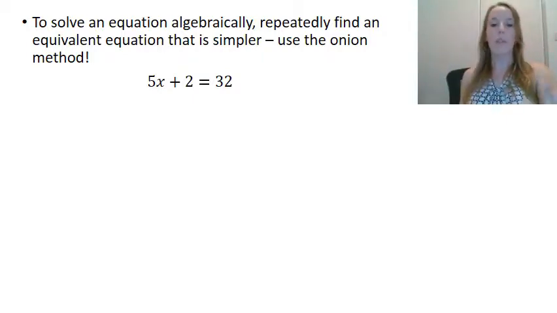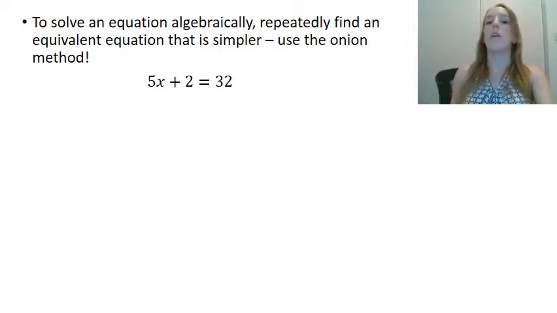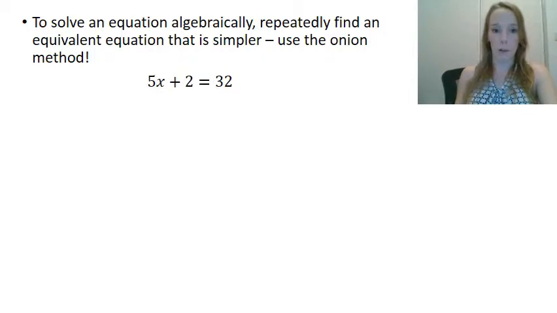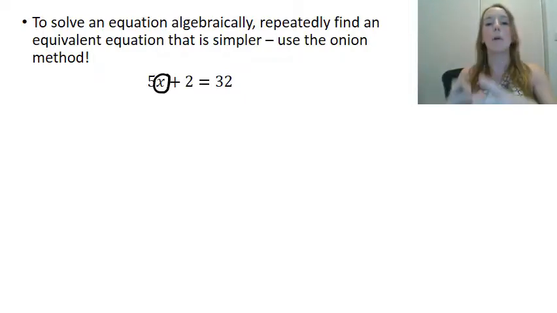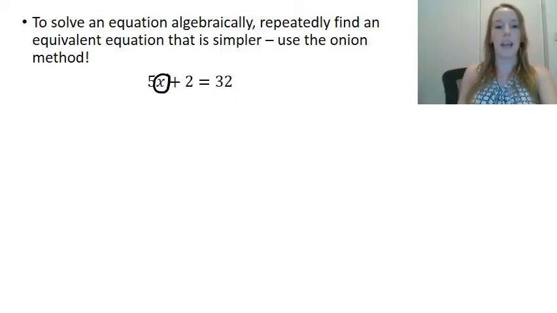Now, remember, ogres have layers and onions have layers, and we are going to use our layers in our algebra. So we're going to circle in the middle of our onion what we want to find. So we want to find x. We want to know what x is equal to. And then we're going to build up the layers around x, like our layers in the onion. The next closest thing is that x has been multiplied by 5. So the 5 is our next layer of our onion. And then our outer layer is that plus 2.